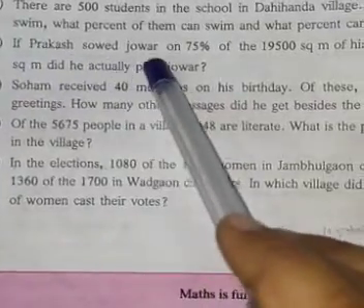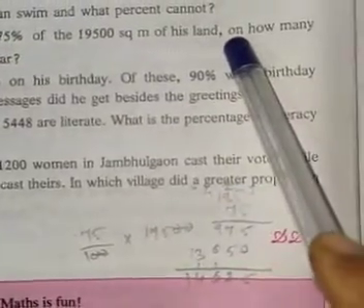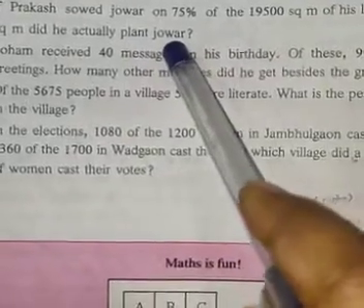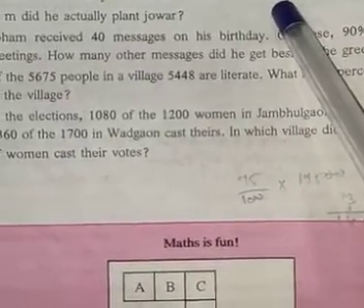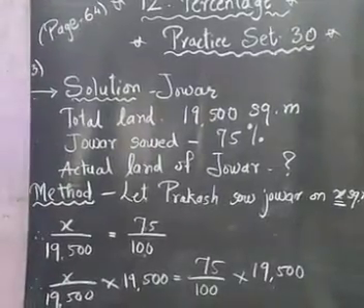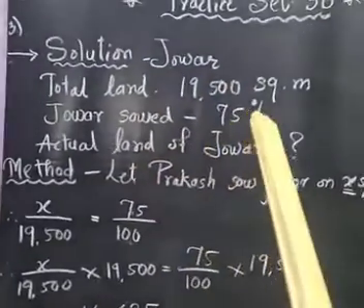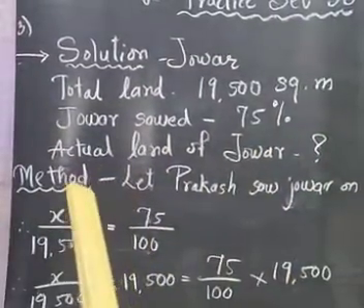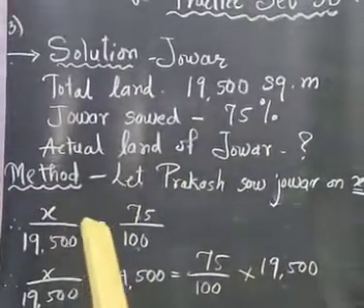If Prakash sowed jawar on 75% of the 19,500 square meter of his land, on how many square meter did he actually plant jawar? Now here percentage is given and we have to find the answer in square meters. Okay, this is again a different example. Let us see it on the board now. See, solution. Write the example and then start with the solution. Solution: jawar. Total land is 19,500 square meters. The jawar is sowed on 75% of the land, and how much actual part the jawar is sowed, that we have to find out. So method, let's start.